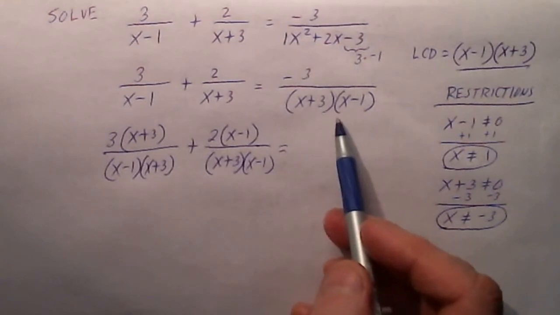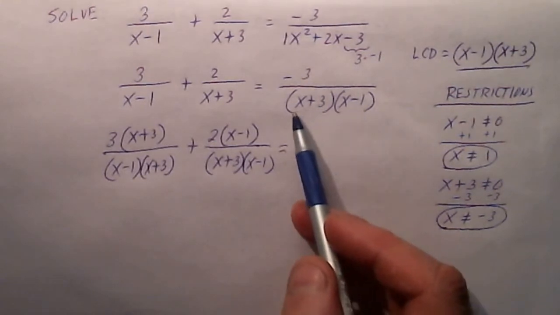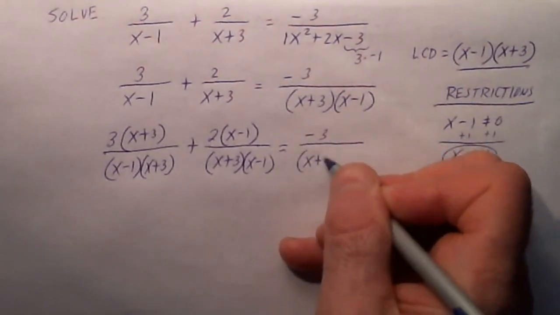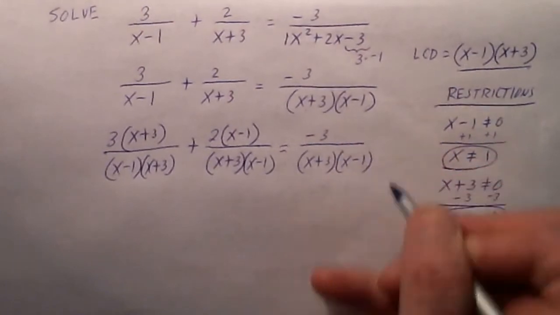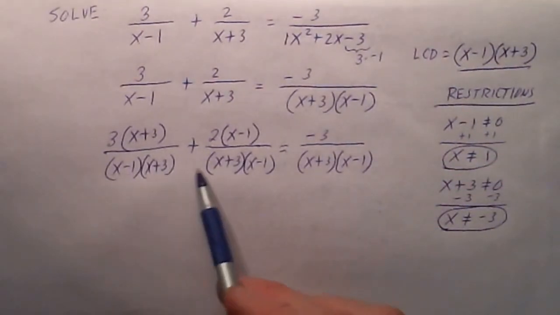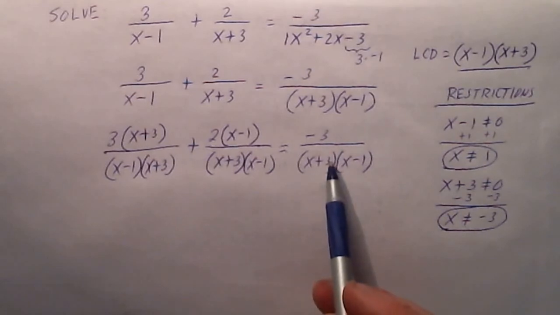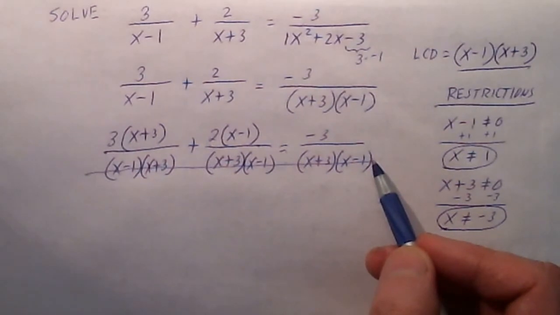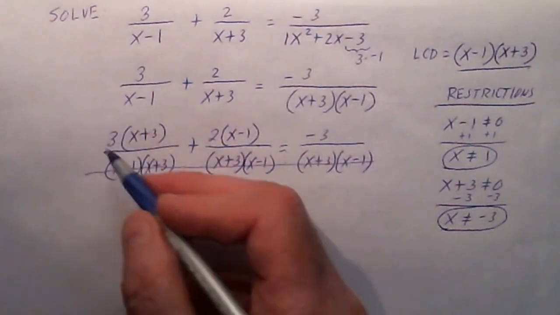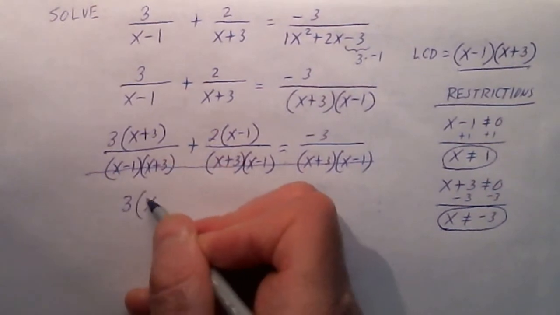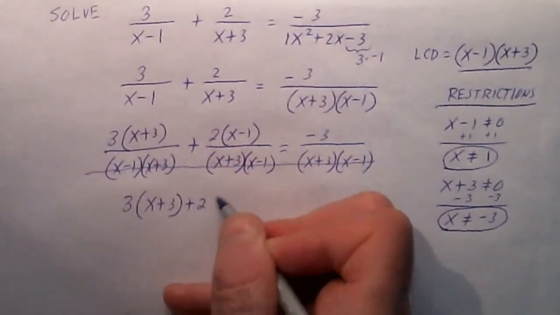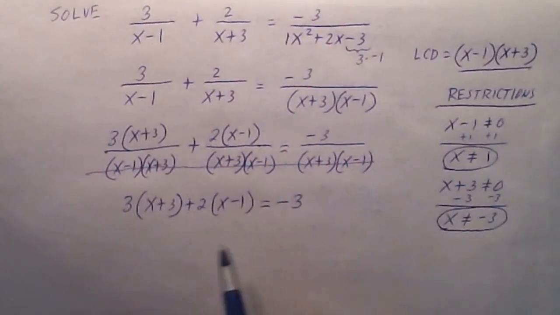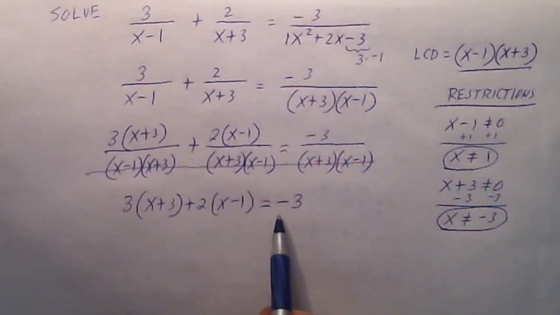Notice the fraction on the right side of the equation already has the least common denominator. So we don't have to do anything with this fraction on the right side. Now that we have a common denominator throughout our entire equation, we can wipe away all these denominators, get rid of all of them, and the equation that we need to solve then is found in the numerator. So therefore the equation we're going to have to solve is 3 times x plus 3 plus 2 times x minus 1, and that's got to be equal to negative 3. So this is the equation now that we're going to have to solve for x.